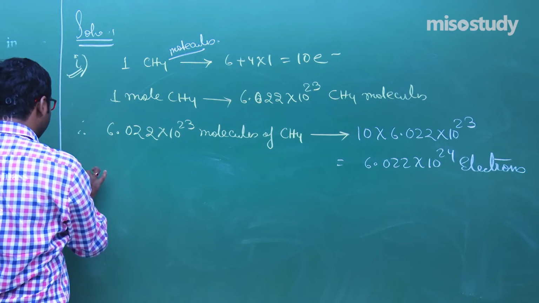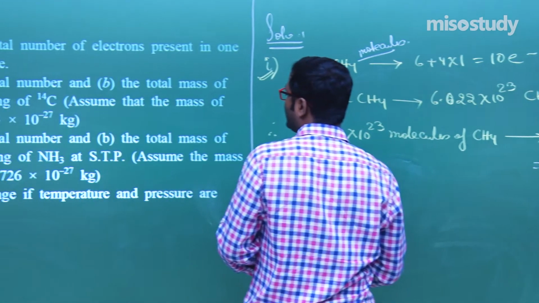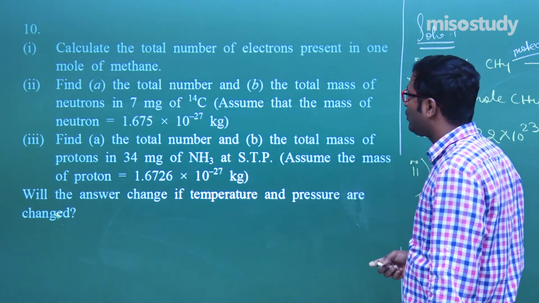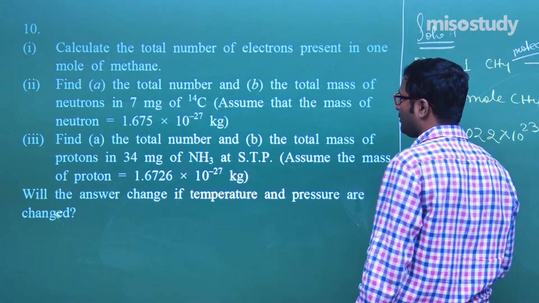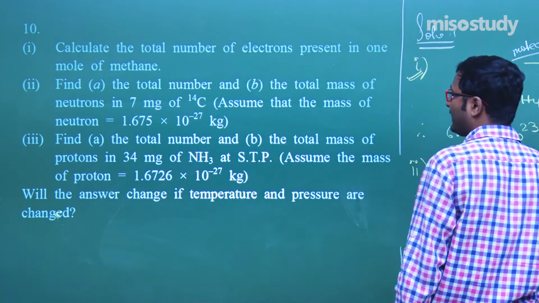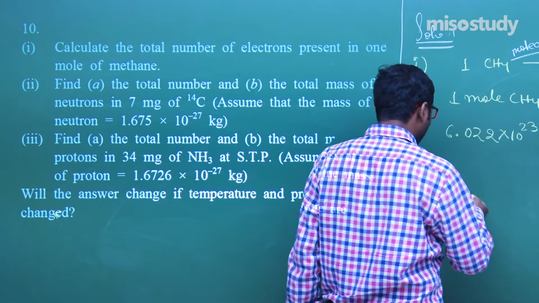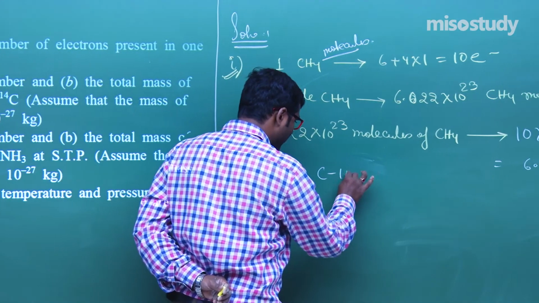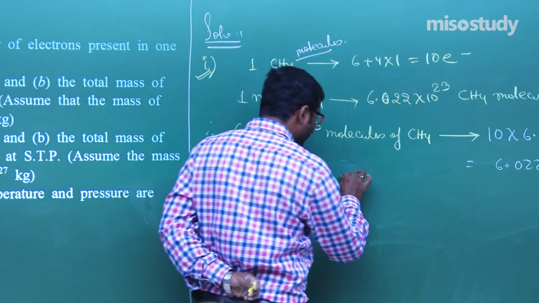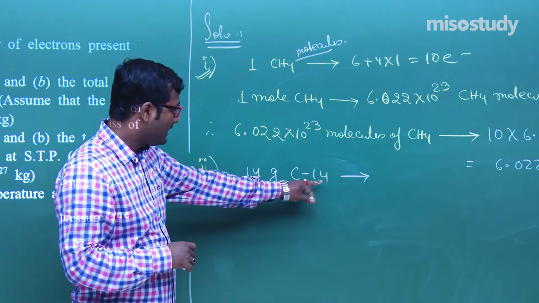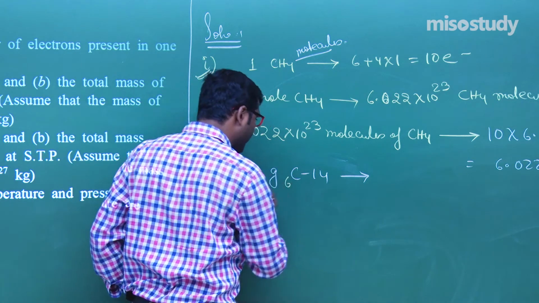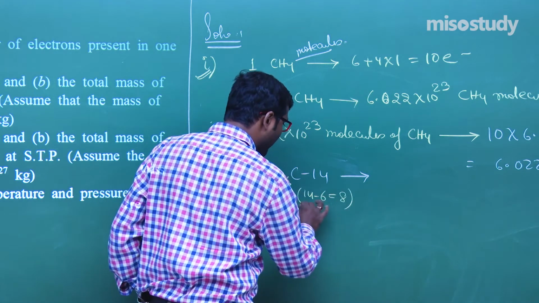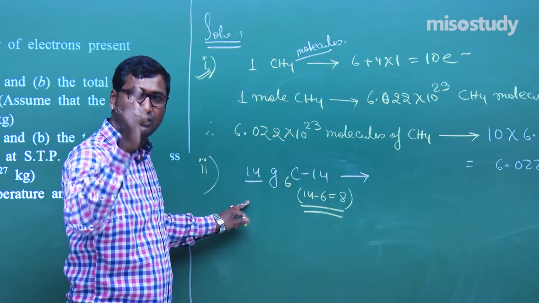Now let's move to the second part. What is the second part? Find the total number and total mass of neutrons in 7 milligram of C14. First of all, we have to find out the total number of neutrons. As we know, 14 gram of C14, that is the molar mass, contains how many neutrons? The mass number is 14, and we know the atomic number is 6. Clear to you? The number of neutrons is 14 minus 6, which is equal to 8.